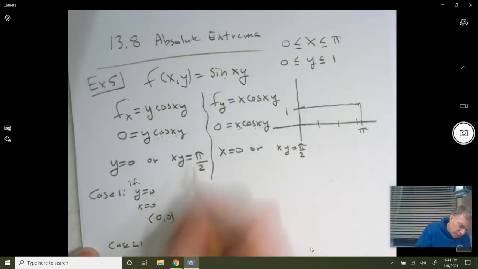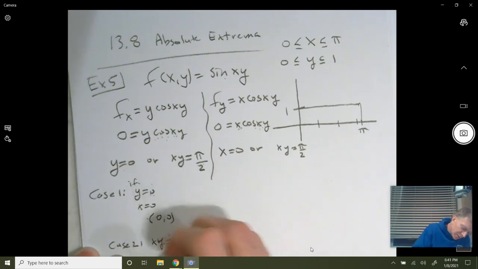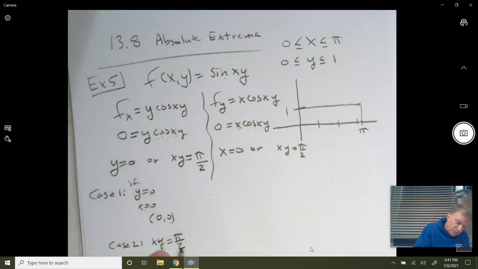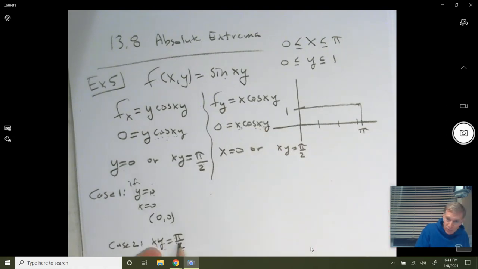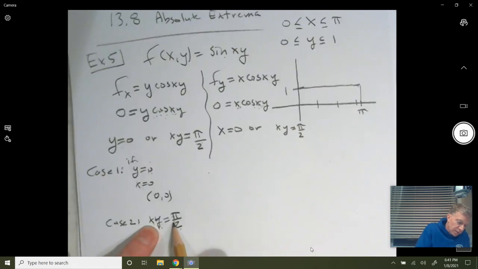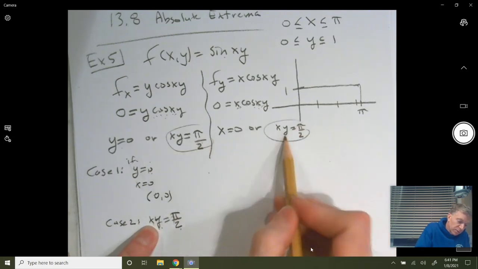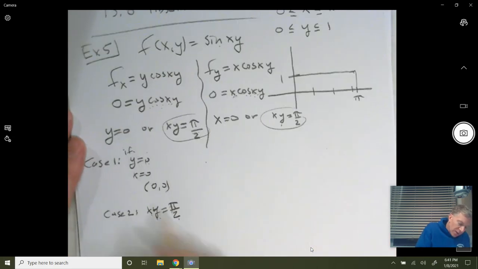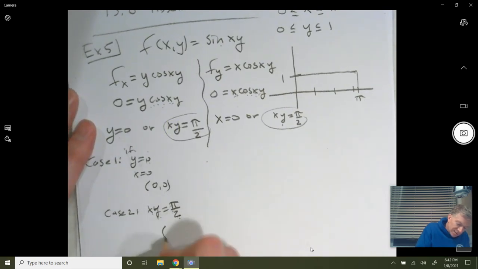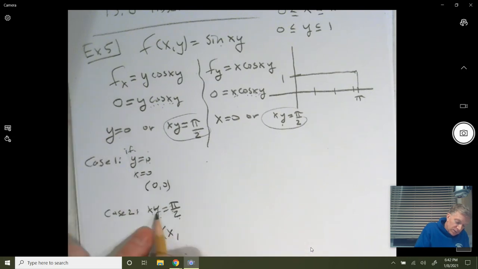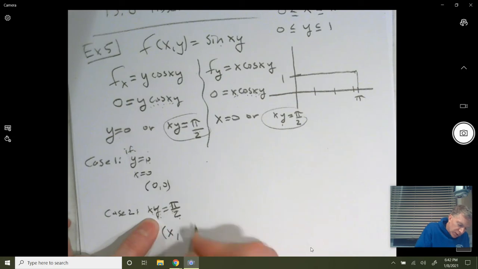Okay, and then case 2 would be when xy equals pi over 2. Well, if xy is pi over 2, then you know that x and y, neither of them can be 0. And if xy is pi over 2, that satisfies making both of these 0. So that works also. Your next critical value would be any point, let's say x comma, if you solve this for y, it would be pi over 2x.